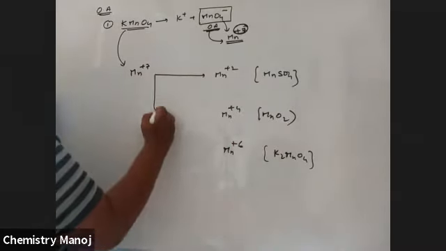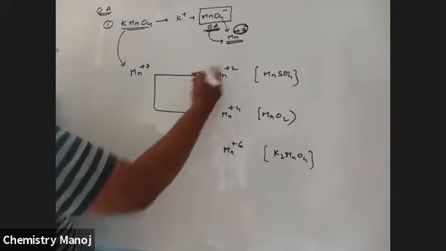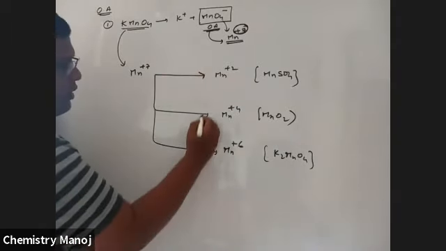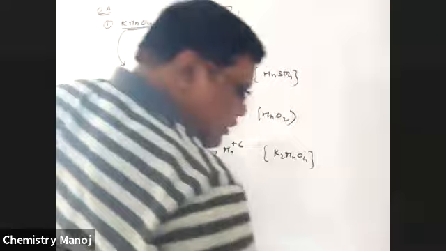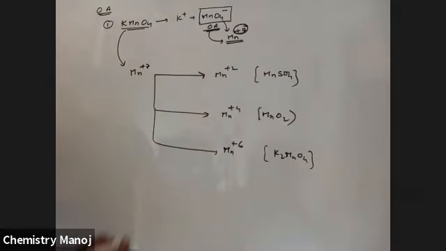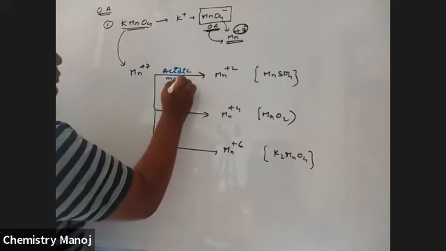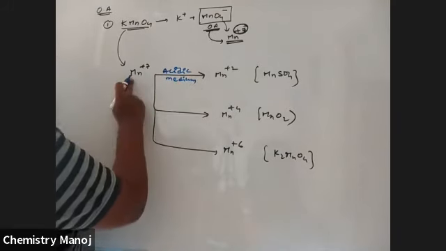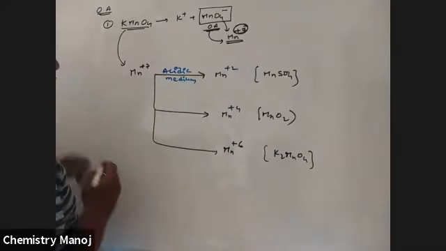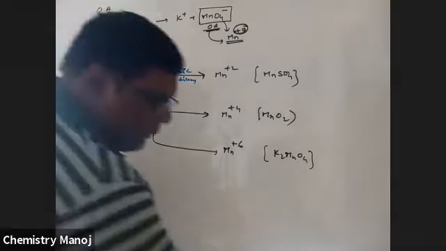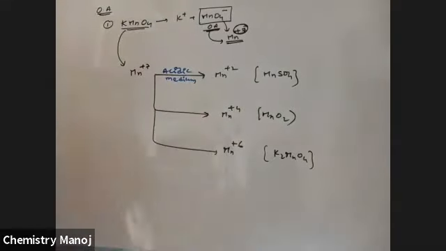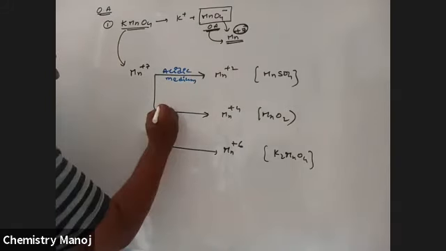So these are the three different cases. It may convert as Mn+2, Mn+4, or Mn+6. Where are these possible? See here, it is in acidic medium. In acidic medium, Mn+7 changes to Mn+2. Next, for Mn+4, it is neutral medium.